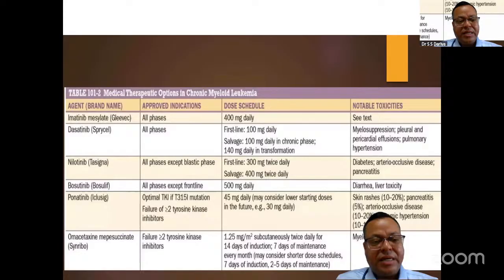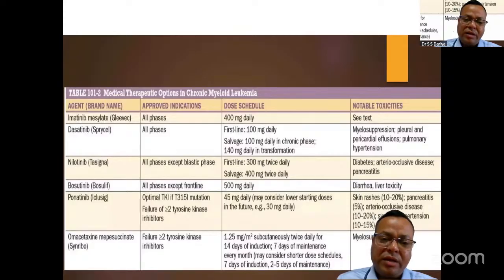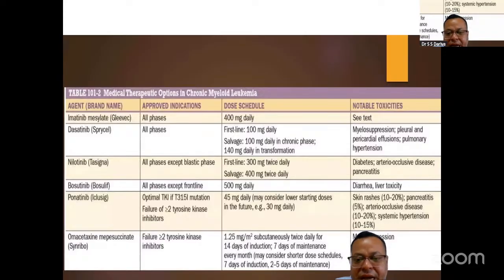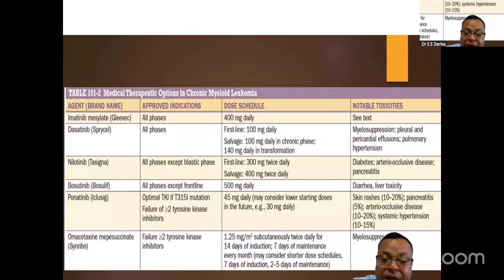Nilotinib, that is Tasigna, can be used in chronic and accelerated, but we should not use it in the blast phase. Similarly, bosutinib can be used in all except frontline. And nilotinib is associated with diarrhea, arterial occlusive disease, or pancreatitis may be there. So these are the tyrosine kinase inhibitors. Omacetaxine mepesuccinate is used if 2 tyrosine kinase inhibitors have already failed. And the important side effect of this, Synribo, is myelosuppression.